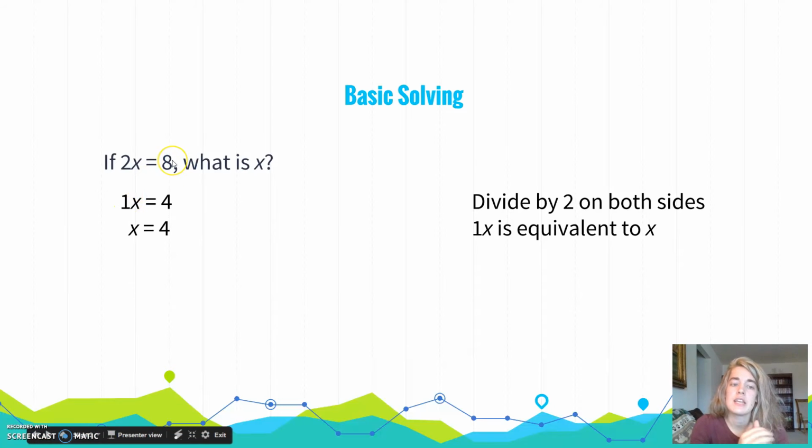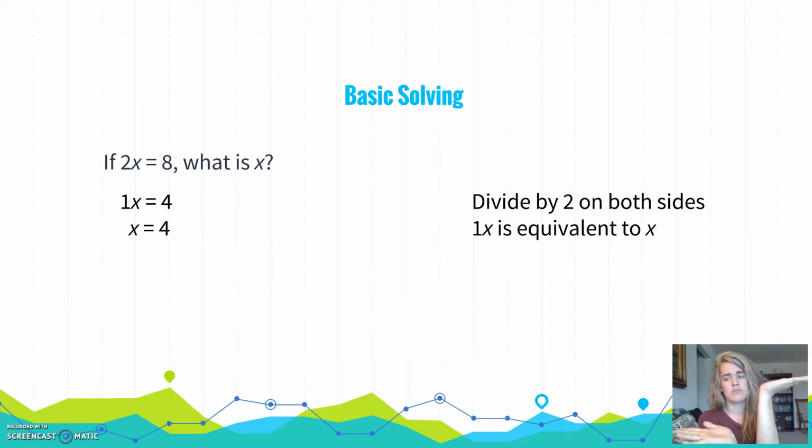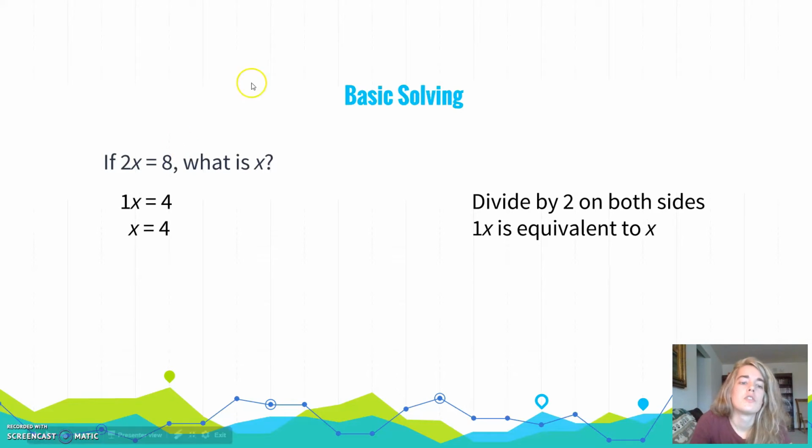You have to do that on the other side as well. That equal sign means it's kind of like a scale. If you do something to one side and one side only, your scale no longer matches up. You need to make it equal. So we had to divide by 2 on the other side as well to keep it level. So 8 divided by 2 gets us 4. And then I just rewrote it as x equals 4 because 1x is the same as x.